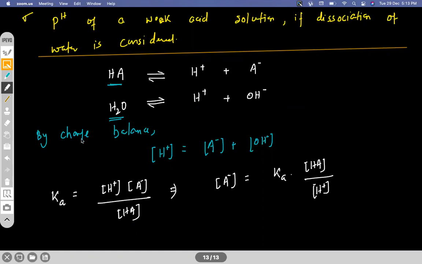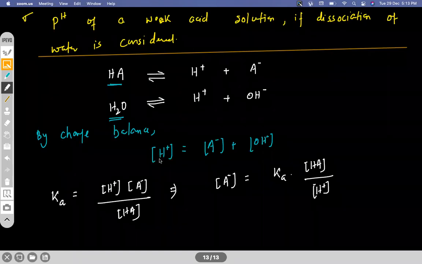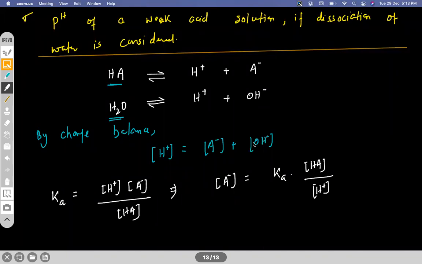Done. I have written this by charge balance. Total positive charge equals total negative charge. Again, I'm explaining this. We have two sources of H+, HA and H2O, acid and water. Total concentration of H+ equals total concentration of negative charge, A- and OH-, because overall it should be neutral. A- we calculated in terms of H+. Now we'll find out OH- in terms of H+.